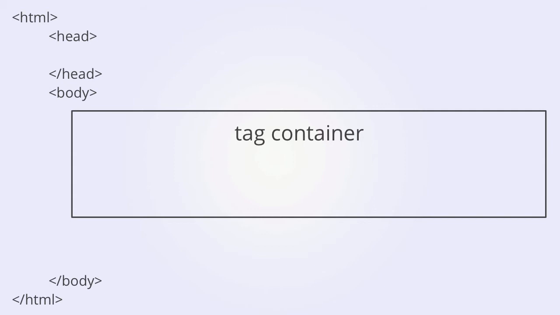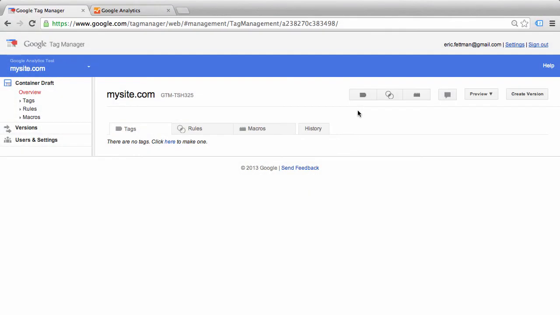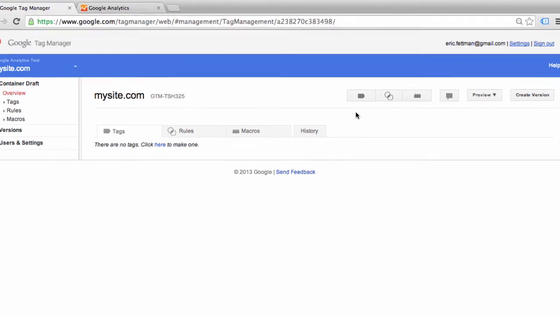Google Tag Manager provides a variety of templates for adding tags to the container. There are templates for Google services such as Analytics and AdWords. There are templates for non-Google services such as AdRoll remarketing or ClickTale heat mapping. And if there is a tag that you want to add that there is not an existing template for within Google Tag Manager, there is a free-form HTML field that will allow you to add those types of tags as well. Let's start by adding a regular Google Analytics tag to our container.